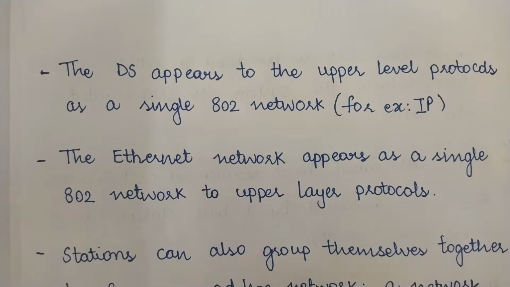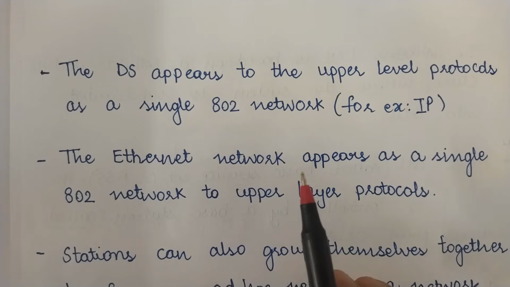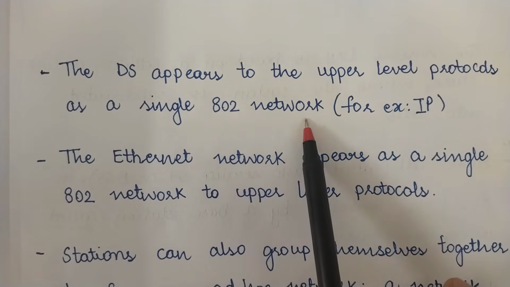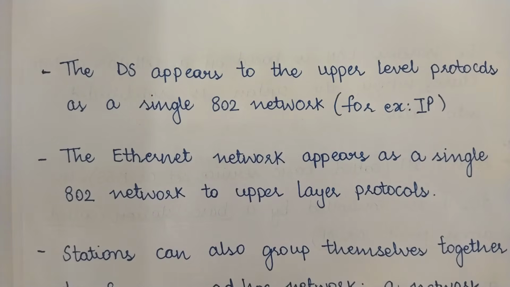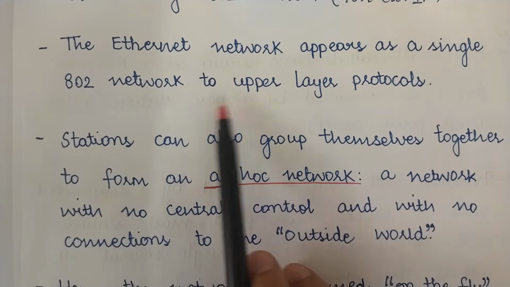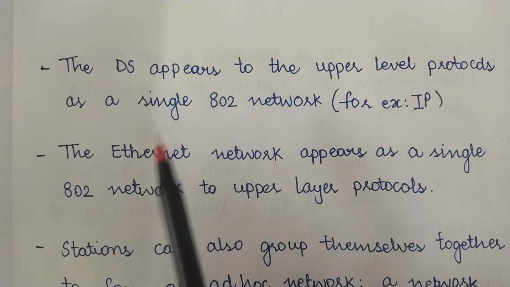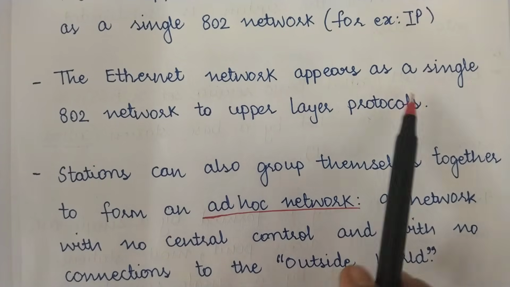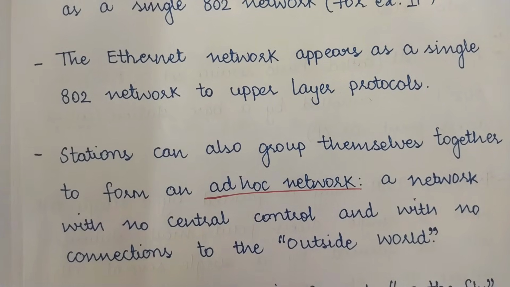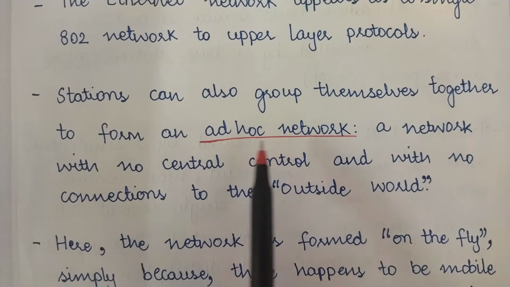Now the distribution system appears to the upper level protocols, the protocols above the physical layer and MAC layer, as a single 802 network, right? For example, the IP. The Ethernet network appears as a single 802 network to the upper layer protocols. So the distribution system appears as a single network to the upper layer protocols. The stations can also group themselves together to form an ad hoc network.